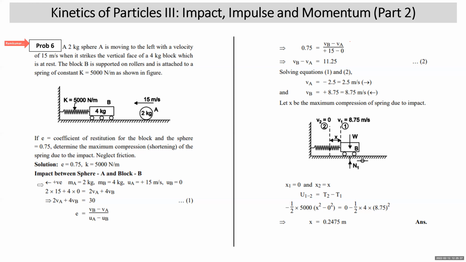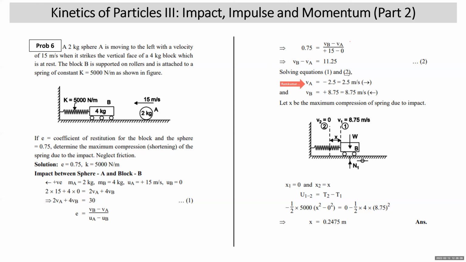All right, taking towards left as positive. MA is 2 kg, MB is 4 kg, UA is plus 15 and UB is 0. So MA UA is 2 into 15, MB UB is 4 into 0, because block is at rest. MA VA plus MB VB: 2 VA plus 4 VB is 30. e is VB minus VA upon UA minus UB. e is 0.75, VB minus VA, UA is 15 minus 0, you get VB minus VA is 11.25. Solving these two equations, you get velocity of sphere A as minus 2.5, that is 2.5 meter per second.